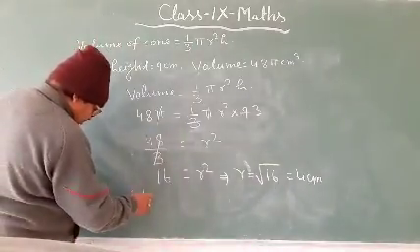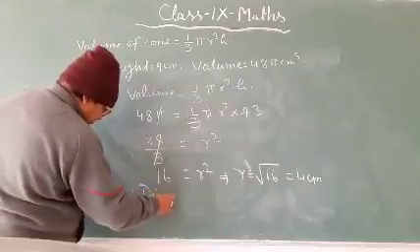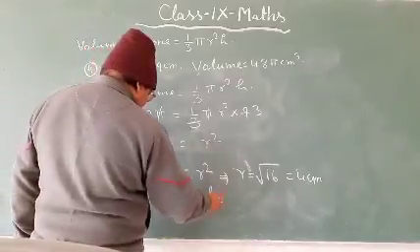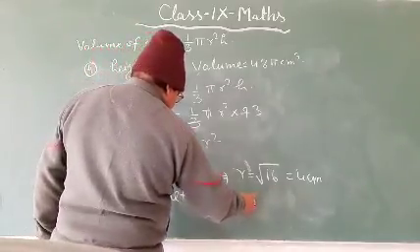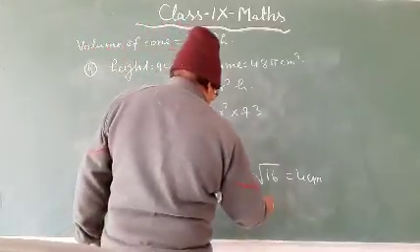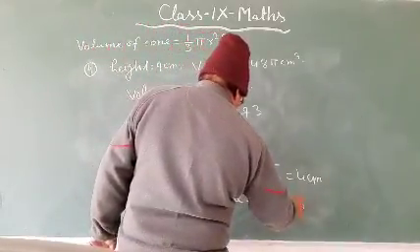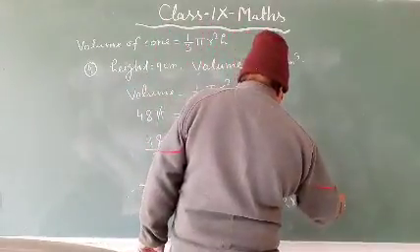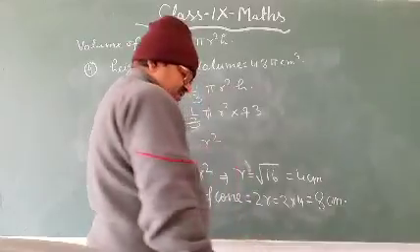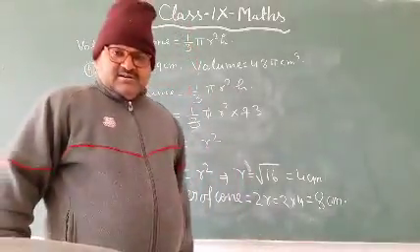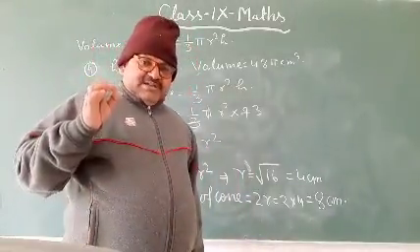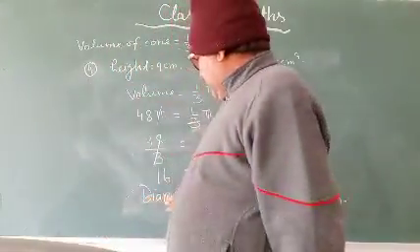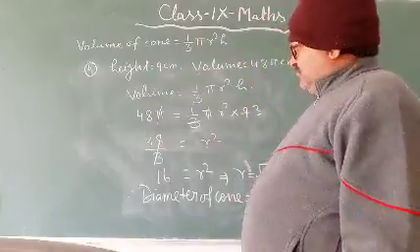Now the diameter of the cone is equal to 2r, and 2 into 4 is equal to 8 centimeter. 8 centimeter is the diameter of the base of the cone.